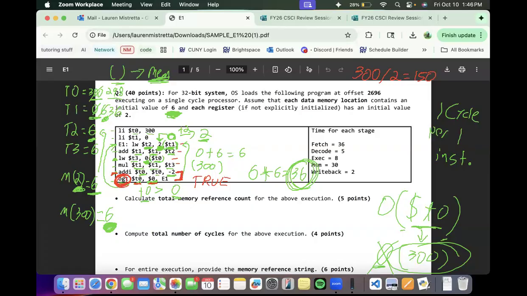And we know that this value is going to always be greater than 0 for 150 times, because each time we're subtracting 2 from 300. So it's going to do 300 minus 2, 298 minus 2, minus 2, minus 2. It's going to do this 150 times. So I'm going to be looping this 150 times until this is false, and then I stop the loop.